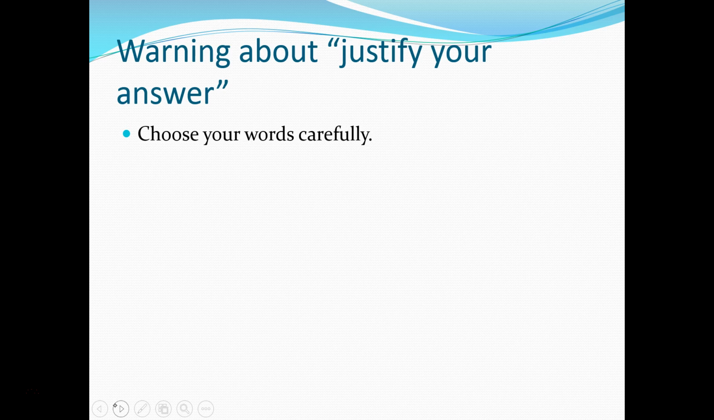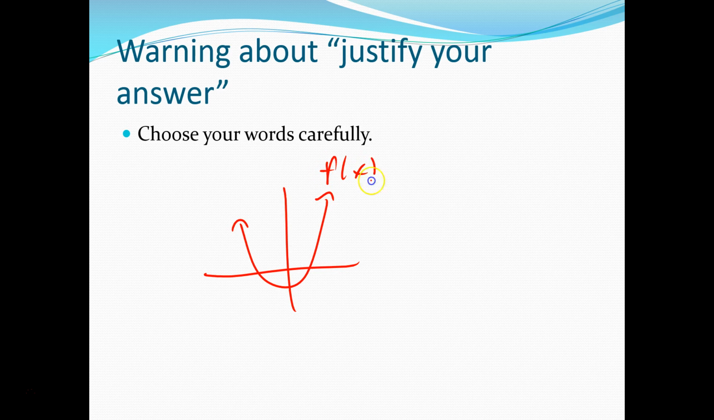So, warnings about justify your answer. Just be very careful about the words that you choose. If you say second derivative test or first derivative test, make sure you know what you're talking about. If you say something like the first derivative is positive, make sure that's what you want to say. Because a big habit that people get into, if this is f of x, and you're trying to show increasing, decreasing, they'll say, hey, after x equals 0, the first derivative is increasing. Well, that's not true. The graph is increasing, but it's possible the first derivative isn't increasing. In this case, it actually is, but it might look something like this.